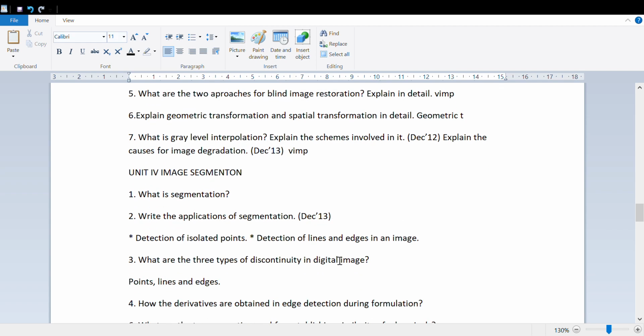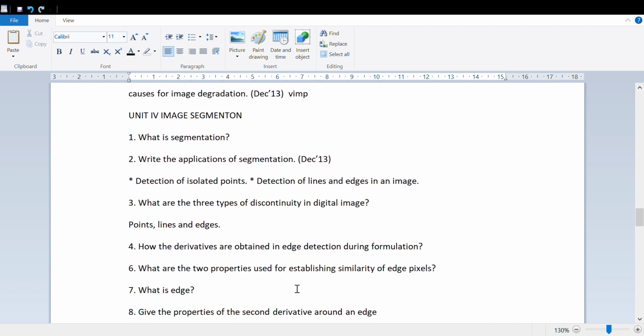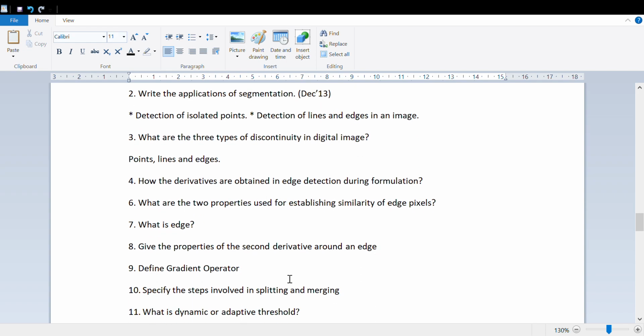And from the fourth unit, what is segmentation? Define the applications of segmentation, and what are the three types of discontinuity of an image: points, lines, and edges. Derive how the derivatives are obtained for the edge using the formula. Explain the two properties of edge pixels. What is an edge, and give the two properties of edge and derivatives.